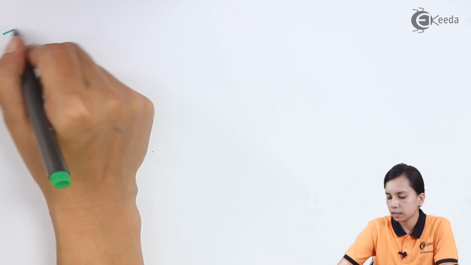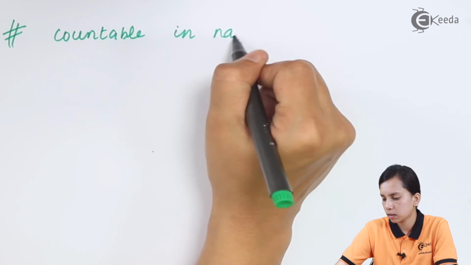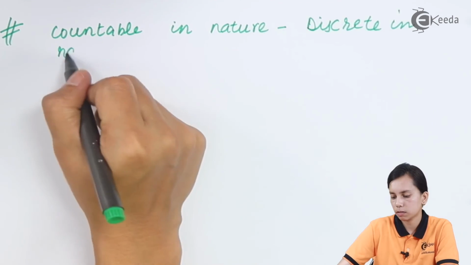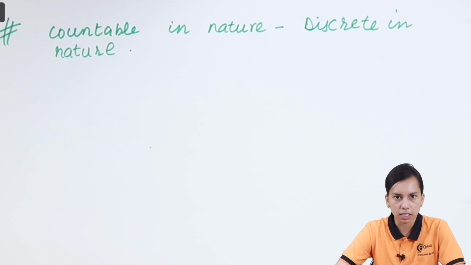One more point, that they are countable. This is how we can define the cumulative distribution function or CDF for any kind of random variable. In the next video, we will see the properties of CDF and some of the problems which are based on CDF.